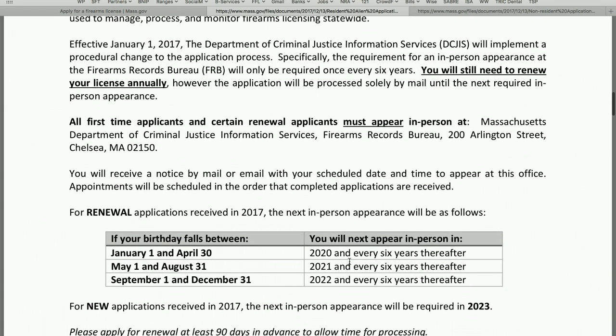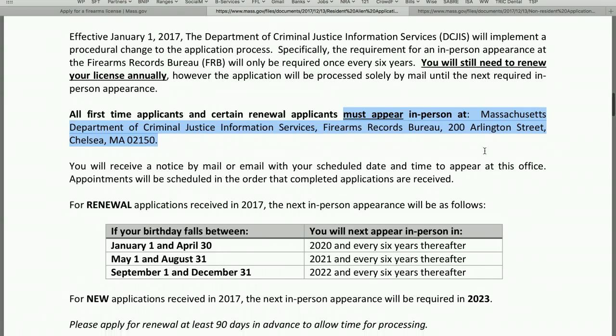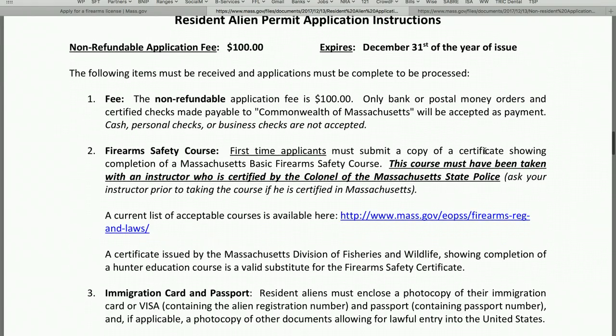So this is what they're talking about, the next time you'll appear in person. That's for the renewal, but the first time you do apply, you are gonna have to be in person. And I'm gonna tell you right here, it tells you first time applicants and certain renewal applicants must appear in person at, and it gives you the address right there. So you can Google map it, you can put it in your GPS. It's 2018. You can find the place. So this is where you have to go and apply for a license to carry if you are a non-resident.